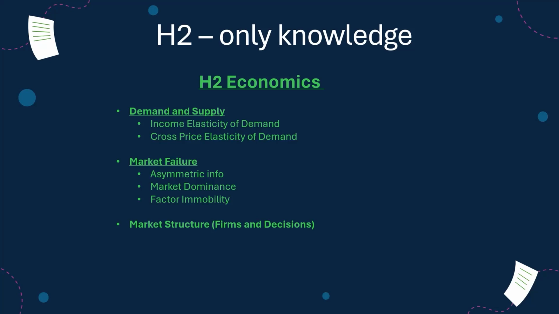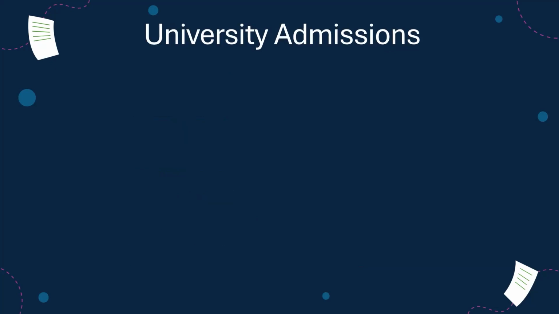In the area of macroeconomics, the H2 students are required to learn a model called the circular flow of income, and they have one large additional topic regarding globalization, trade, and global cooperation. So these are the main differences in the topics and knowledge that are required between H2 and H1.